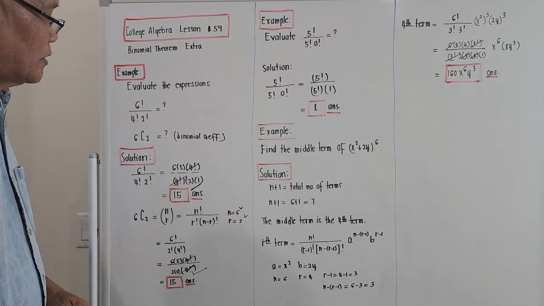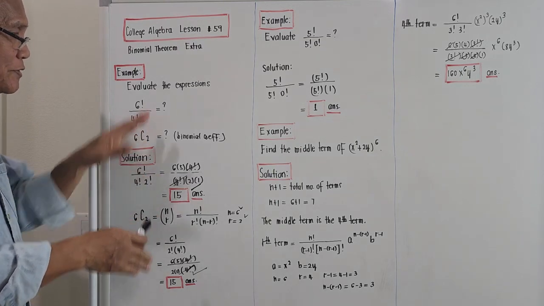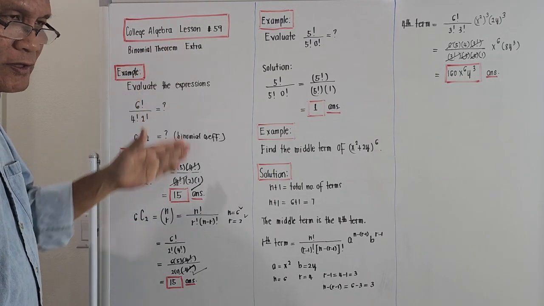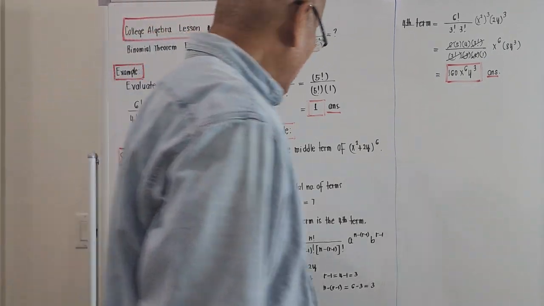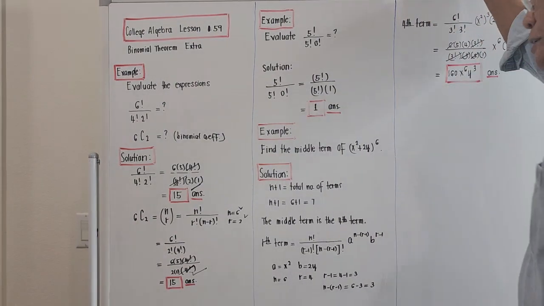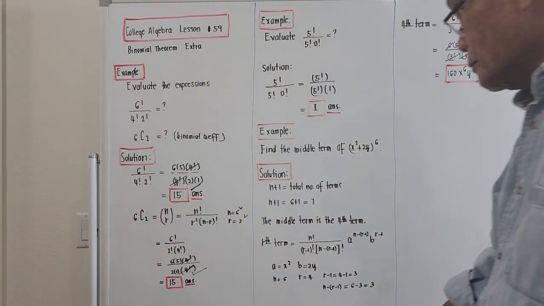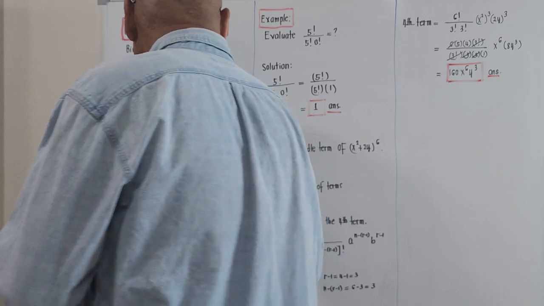These two are extra problems under binomial theorem, a different variation of problems under binomial theorem. Okay, next example. Oh, I forgot to place a red mark here.